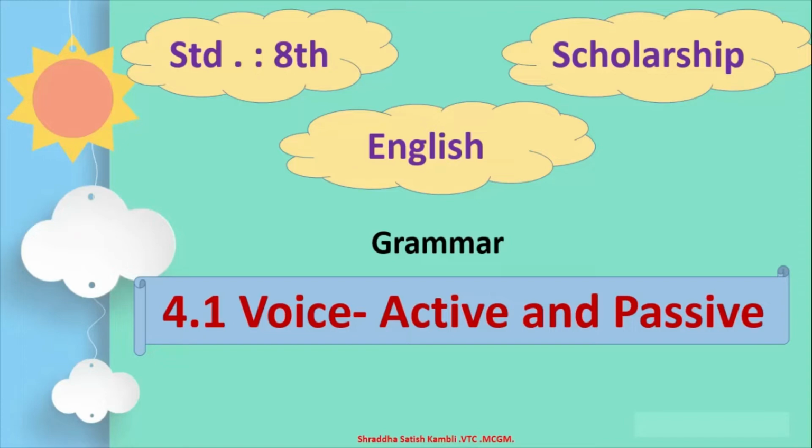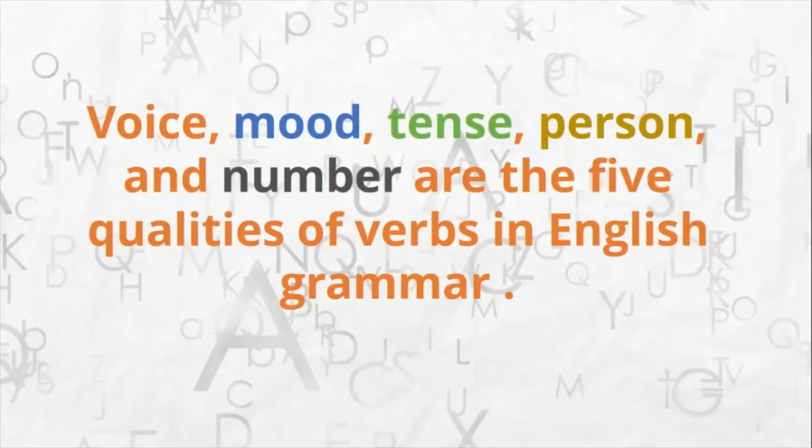So come on, let's start by understanding that voice, mood, tense, person, and number. These are the 5 qualities of verbs in the English language. So now, what does it mean? Voice, of course, we will learn today. We are going to understand what the meaning of voice is. Now, what about mood in grammar? What is the meaning of mood in grammar?